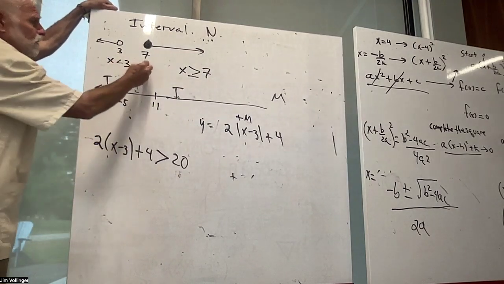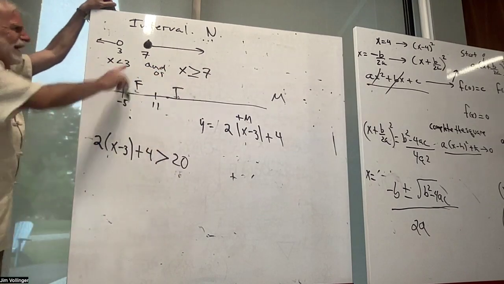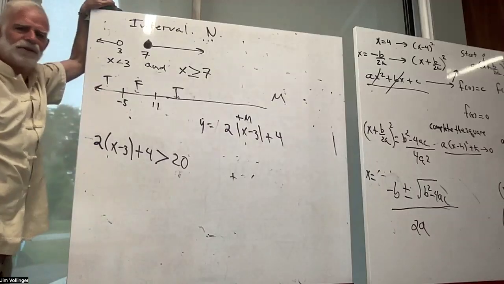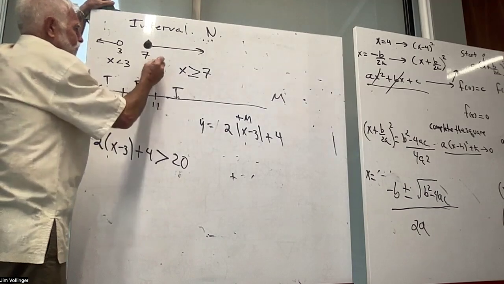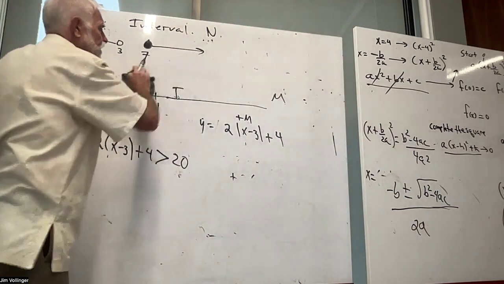Some people have a little trouble with the word and or. A number can't be greater than 7 and less than 3. It's not possible. Right, so we use the word or. But we can avoid all of that by learning how to write interval notation.